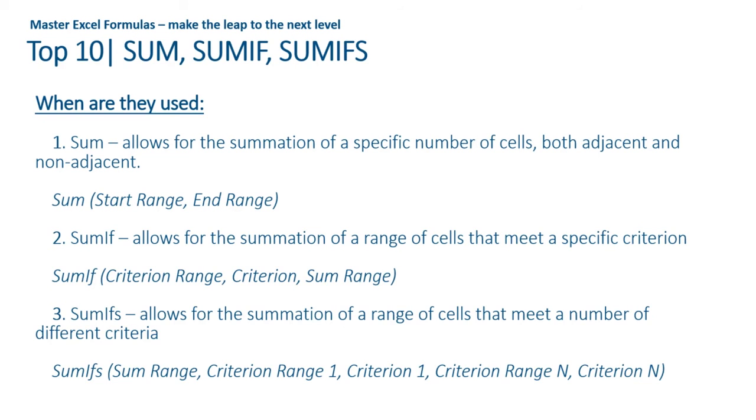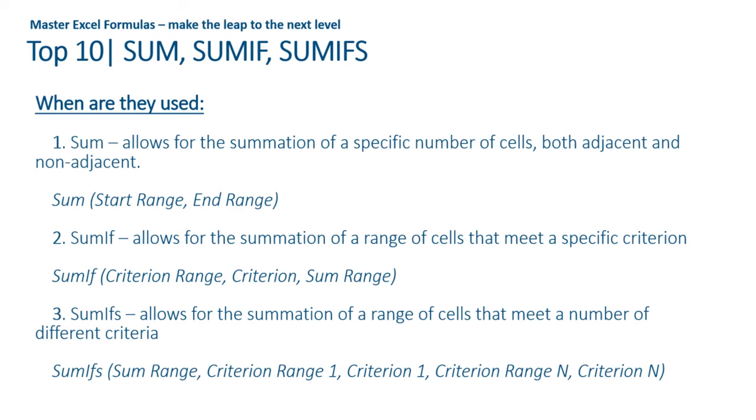That is the sum group of formulas, which includes SUM, SUMIF, and SUMIFS. So SUM is probably the most simple function in Excel. In terms of the structure of the function, you need to have a start range and an end range, so a start cell and an end cell as well. When is this function used? It is used every time you want to actually sum something.